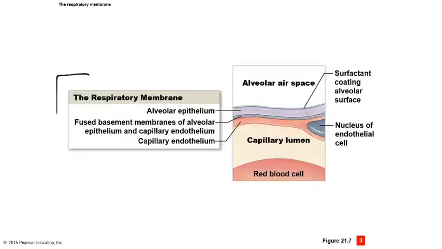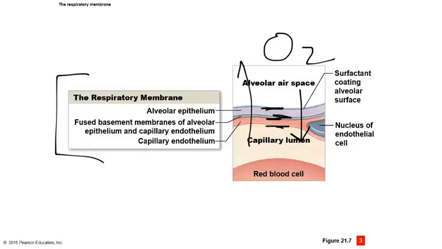So to see the cartoon representation of this respiratory membrane, it is a fusion of 3 layers: the alveolar epithelium, a very thin basement membrane gluing it all together, and the capillary endothelium. And it's across this space that oxygen must come in and that CO2 must be removed from the capillaries of the alveoli.